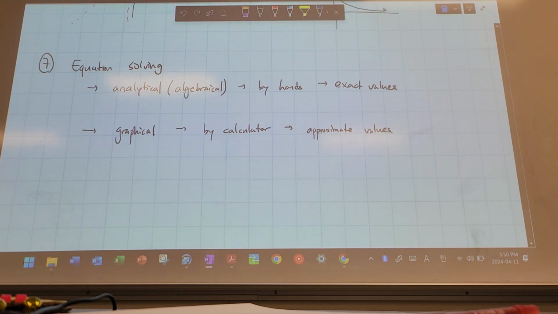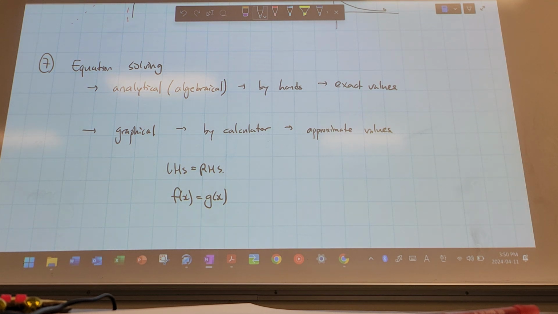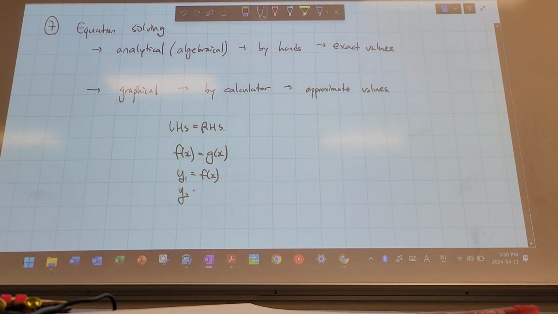There are some types of graphical solutions we can use. One method is to set the left-hand side equal to the right-hand side. Let's say you have an equation like f of x is equal to g of x. And by the way, the left-hand side or right-hand side doesn't have to be in terms of x. For graphical, what we do is we say that y1 is equal to f of x, and y2 is equal to g of x. You graph it, and then you find the point of intersection.